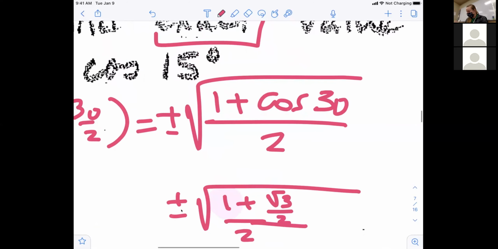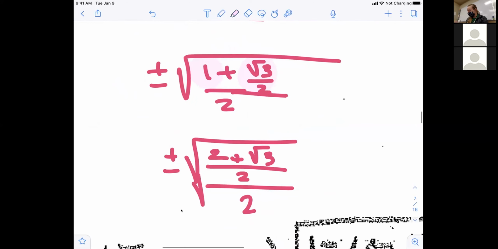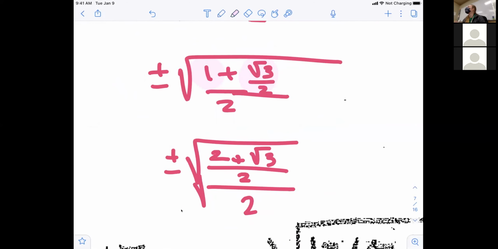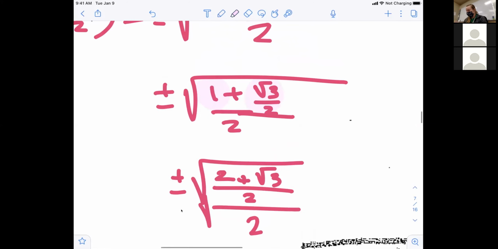So are you guys okay with me plugging into my formula 1 plus cosine of 30 over 2? We good with that? Then the next thing I did is I just replaced cosine of 30 with root 3 over 2. We okay with that? The step after that is I took 1 and made it 2 over 2 so I could combine these two fractions. That's why I have 2 plus root 3 all over 2. And then don't forget the over 2 on the bottom. So there's a lot of over 2s we're doing. We have to make 1 be the same denominator as root 3 over 2. So I know 1 would be 2 over 2.